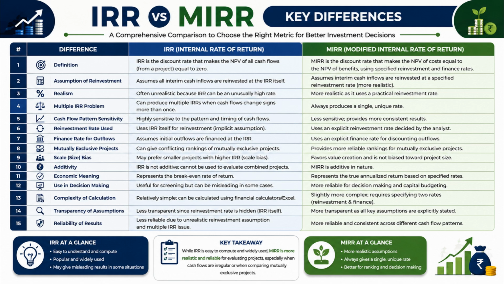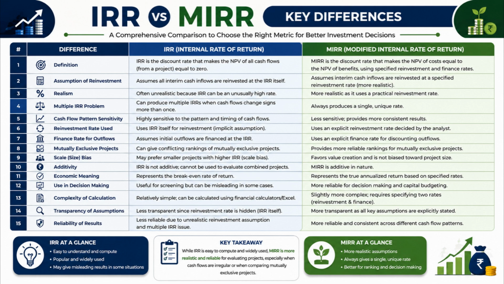In this video, we will discuss the differences between internal rate of return, commonly known as IRR, and modified internal rate of return, commonly known as MIRR. Both IRR and MIRR are important capital budgeting techniques used to evaluate investment projects and business opportunities. While IRR is widely used for measuring project profitability, MIRR was developed to overcome some of the limitations of IRR and provide more realistic investment evaluation results.